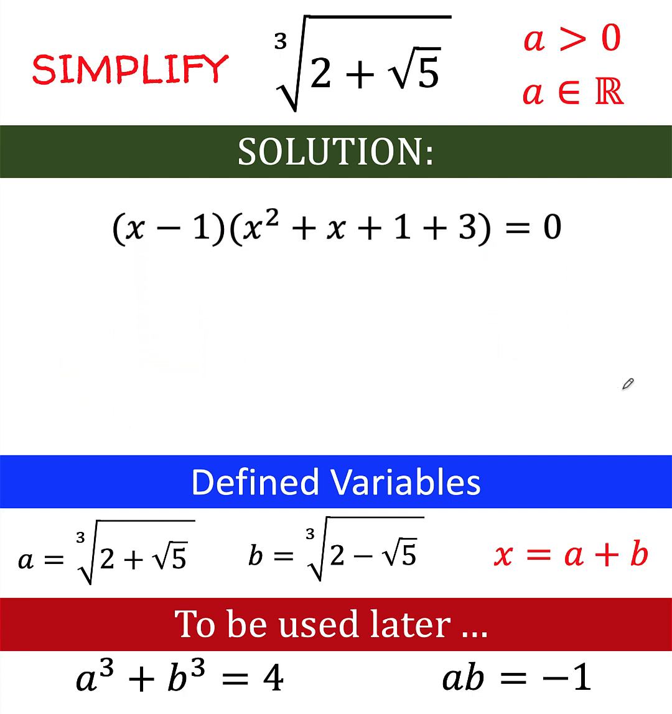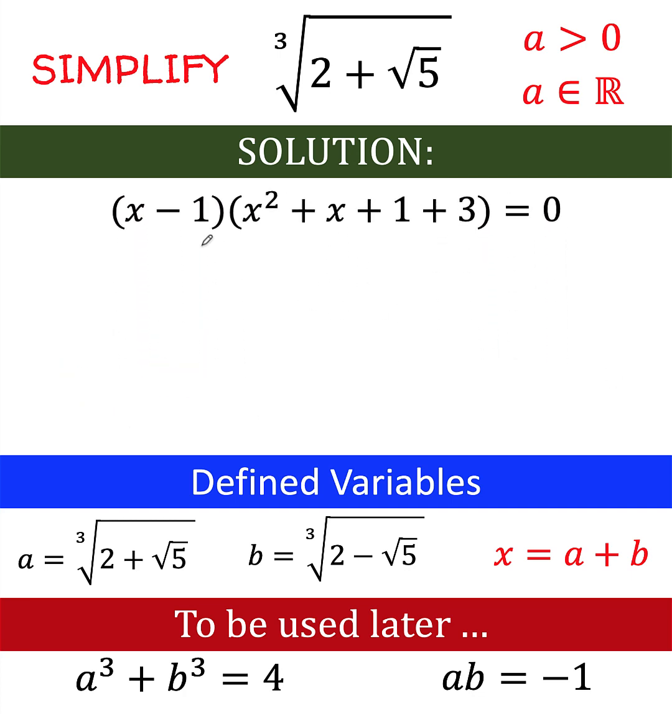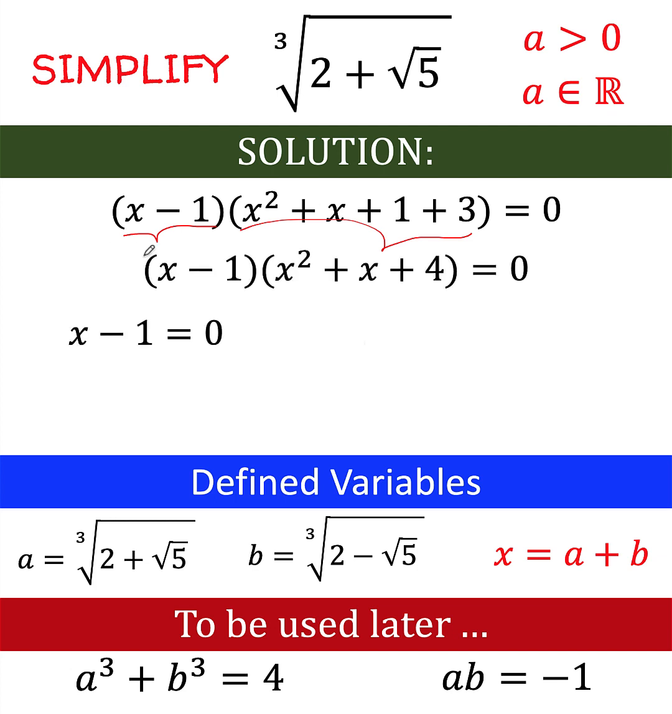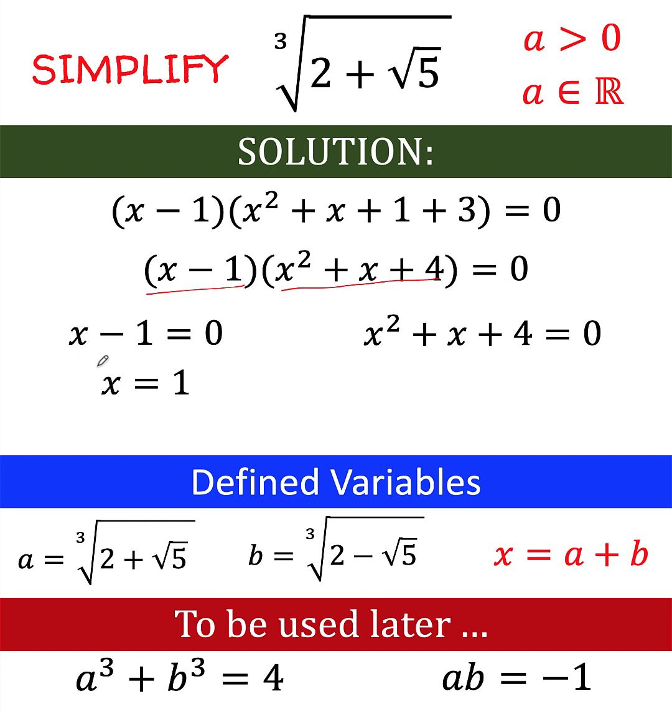Then simplifying this further, we can now apply the zero product property. We have 2 factors. This is 1 factor, this is another factor. The product is 0. That means each of these factors can be equated to 0. So this part here is 1 factor that is equated to 0. The second factor is also equated to 0. Then it's clear that from here, x is equal to positive 1.